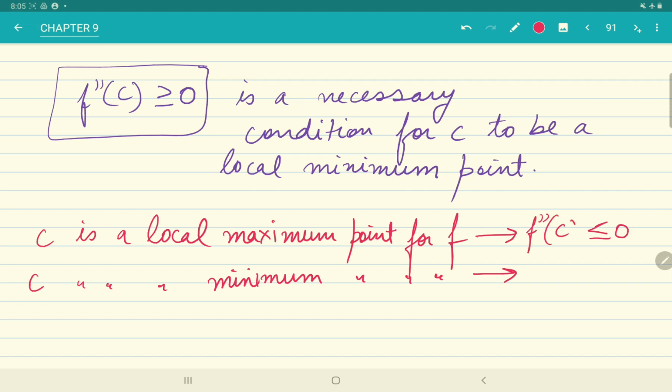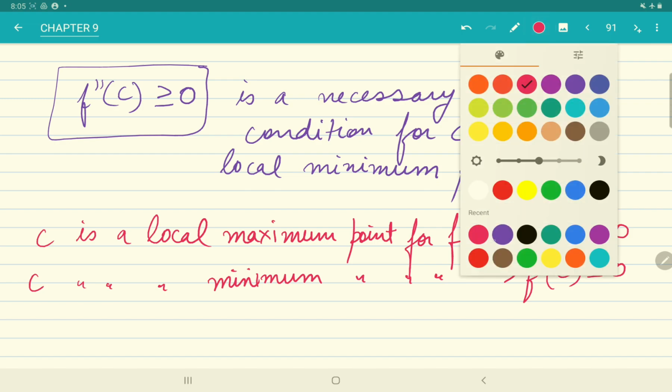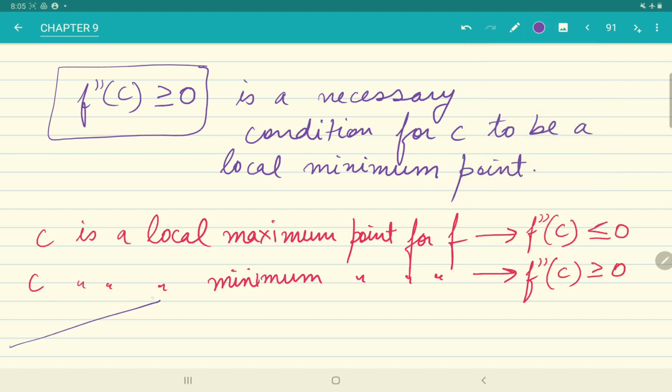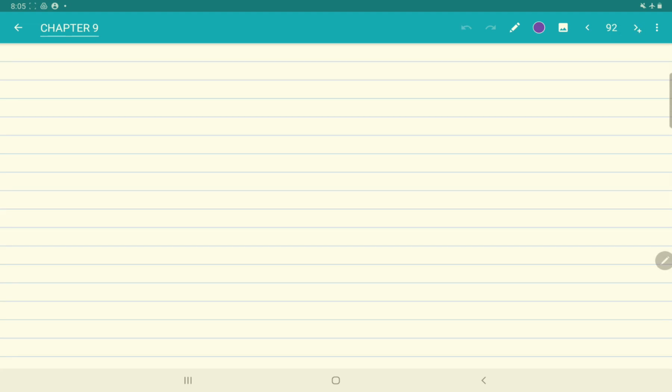F double prime c, and here I should write f double prime c greater than or equal to 0. Now we can take up some questions, and let's take up two very important questions. The first question is that let's say you have a firm and the firm is producing some commodity.